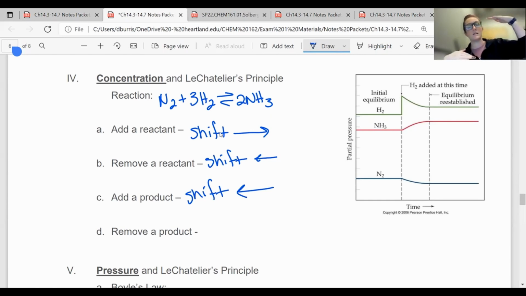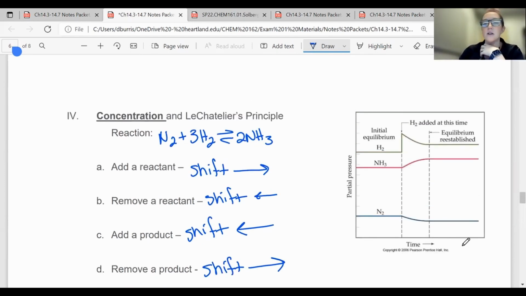If I add in a bunch of product, it's going to have to shift back to the reactants to even out. And if I remove a product, it's going to shift right to fill in that gap. So if I take out some NH3, it's going to have to shift to fill in that gap. I take some out, it's going to have to shift that way to fill it back in.